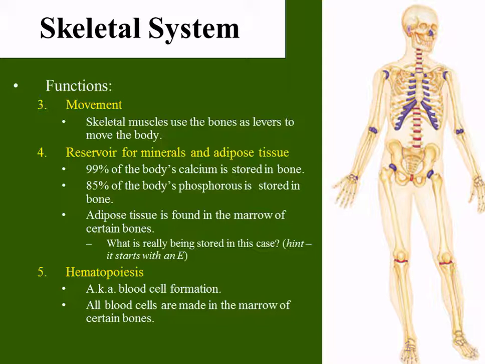And this last one's a really important one too. Hematopoiesis means making of blood cells. Not just red blood cells, but white blood cells too. This is where they're made. They're made in the bones themselves. So when you make red blood cells or white blood cells, they're made in the bones. That's hematopoiesis.